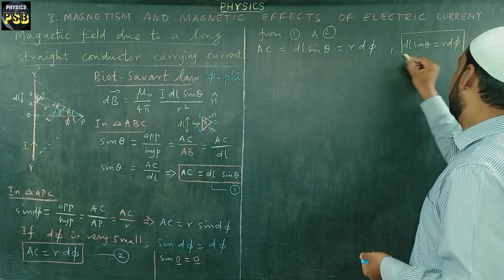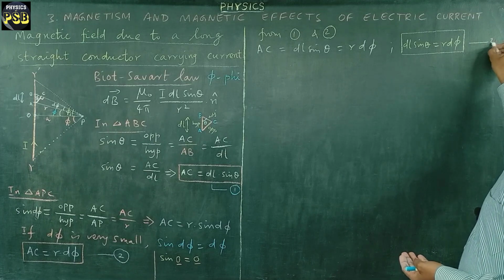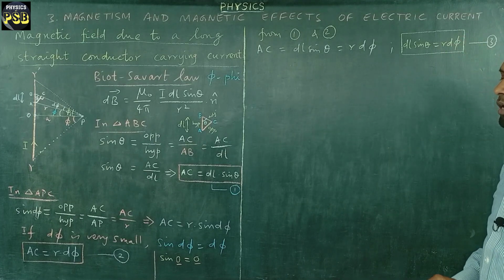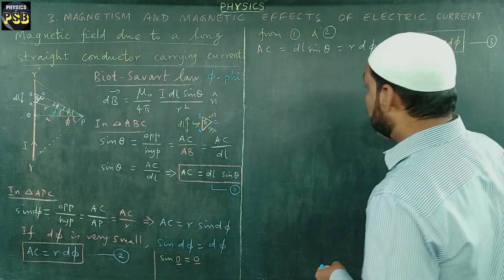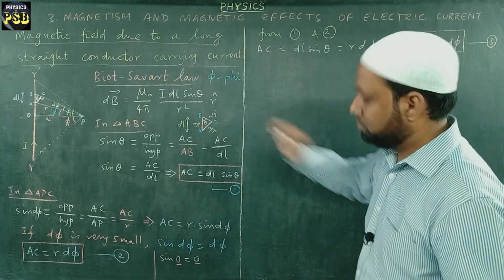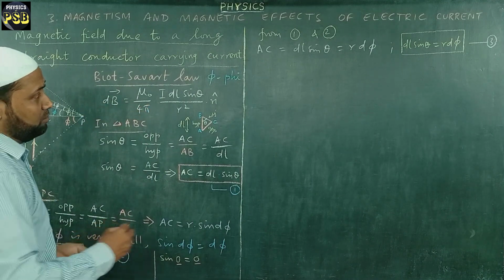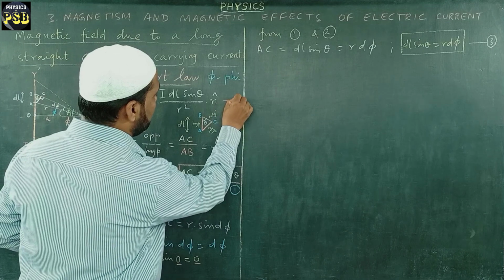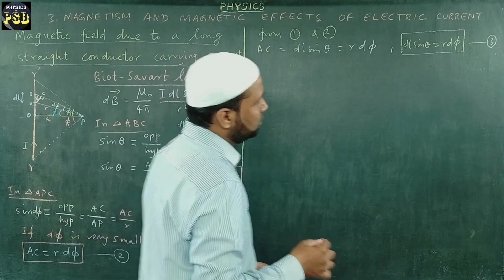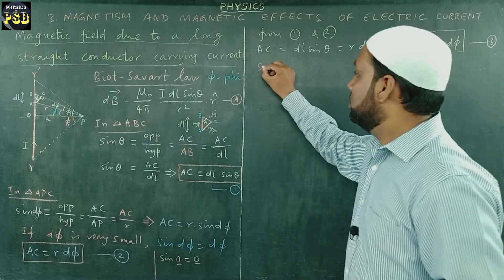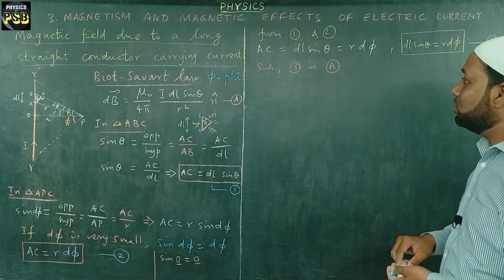I box this for better visibility and I name this one as equation number 3. Clear? So I have 3 equations, 1, 2 and 3. I'm going to use equation 3 here. Well, I haven't given any name to this equation, so let's give it some name. I name this one as equation A. So I substitute 3 in the equation A.